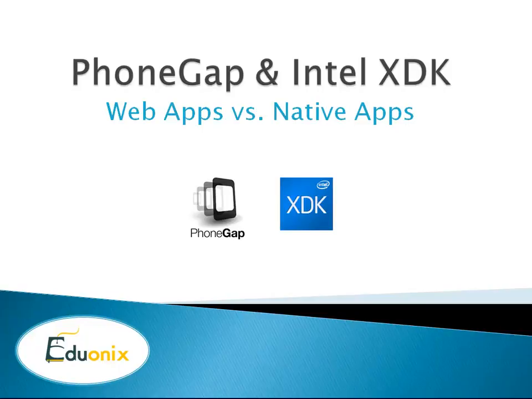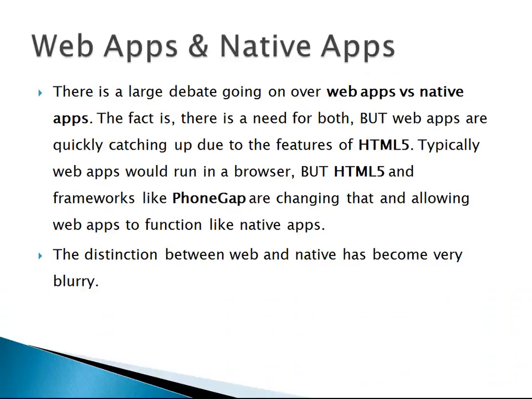iPhone apps are written in Objective-C, and Android apps are written in Java. So those are very high-level languages. It takes a lot more knowledge to build a native app. So let's get into this and see the pros and cons of each.